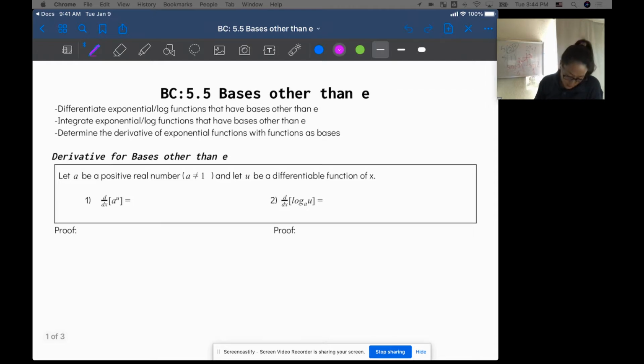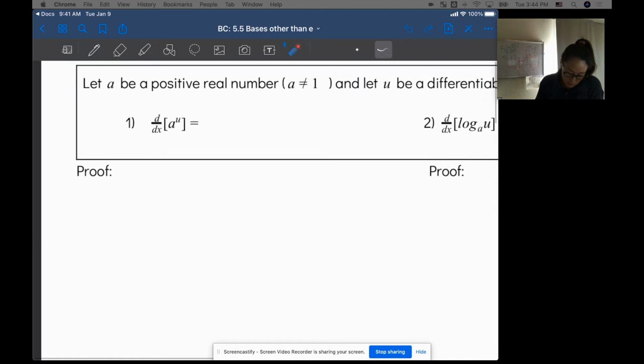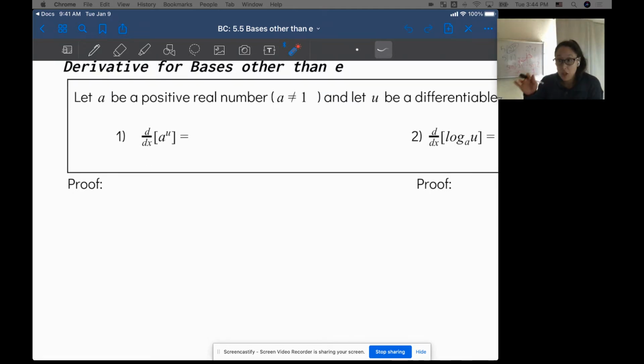So first off, let a be a positive real number and let u be a differentiable function of x. If I want to take the derivative of a to the u, it's going to stay a to the u, but we need to multiply that by the ln of the base, and I'll put it in parentheses. If we take the derivative with respect to x and I have an input of u, we need to multiply by the chain, u prime.